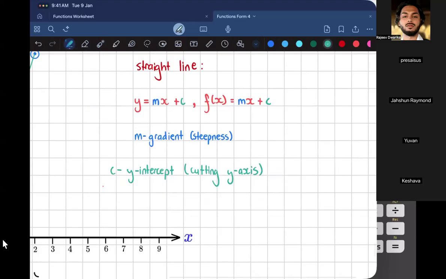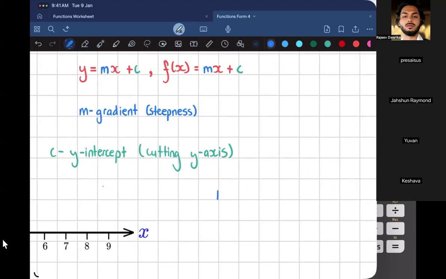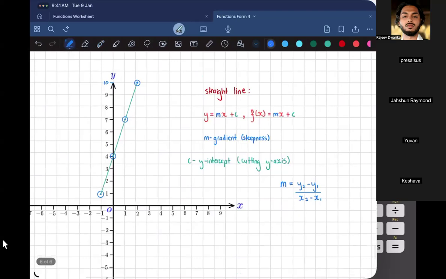Nice. Now, if you want to find the gradient, it is change in y over change in x. So gradient would be y2 minus y1 all over x2 minus x1. So I feel like I'm confused with that. I'll give a more practical example of it, right?